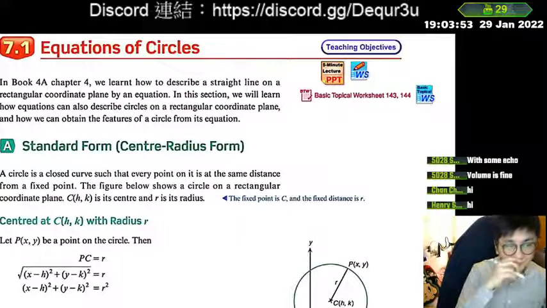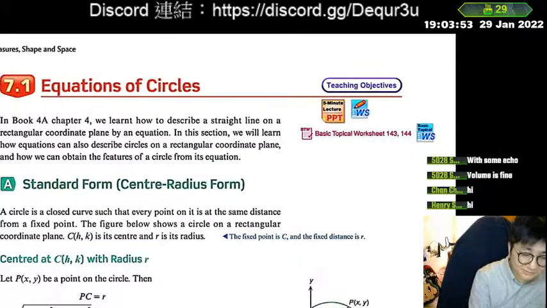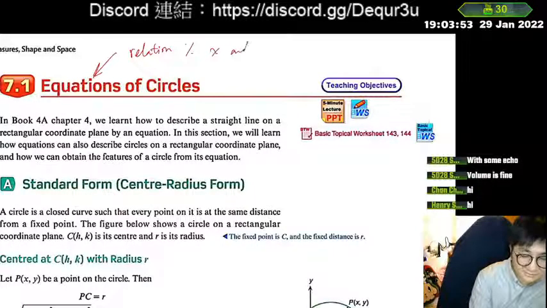Okay, with equation of circle. Equation, as usual, will be a relation between x and y. Okay, I can't write anything. For equation, it will be a relation between x and y.